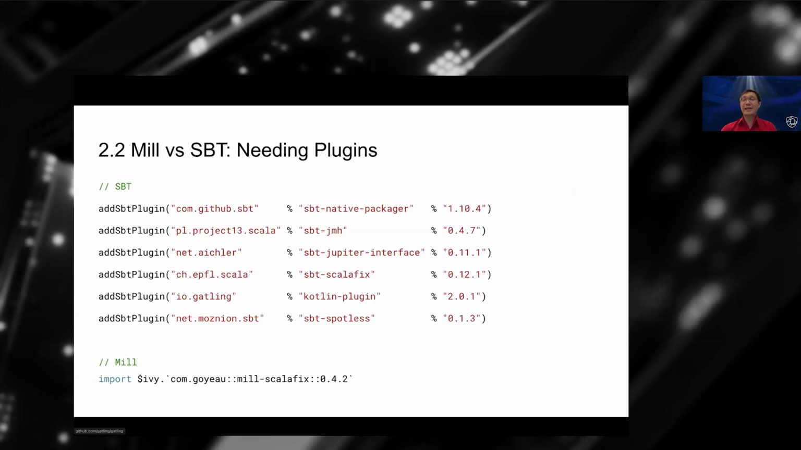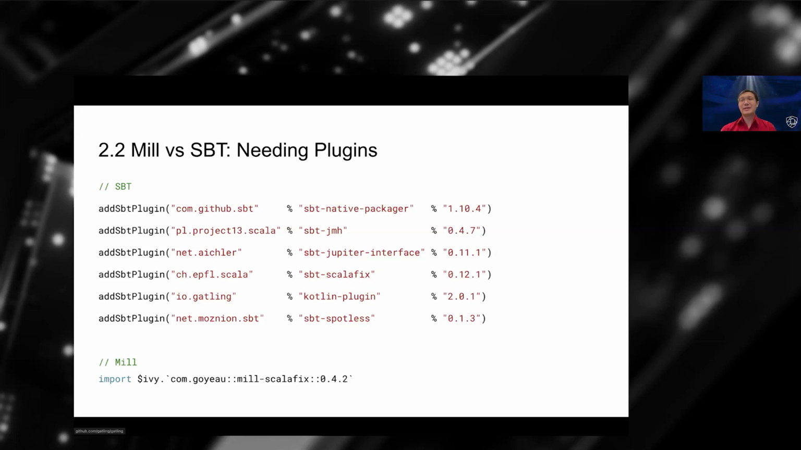So going back to the Gatling code base, which is what we use for comparison, Gatling requires 6 plugins to do assemblies, JMH benchmarking, JUnit 5 testing, ScalaFix, Kotlin, and Spotless auto formatting. And Mill also has plugins, but in this case, Mill only requires an external plugin for ScalaFix. Assemblies are built in, as we saw earlier. JMH, JUnit 5, Kotlin, auto formatting in all the different JVM languages is all just built into Mill. And it's not terribly complicated.